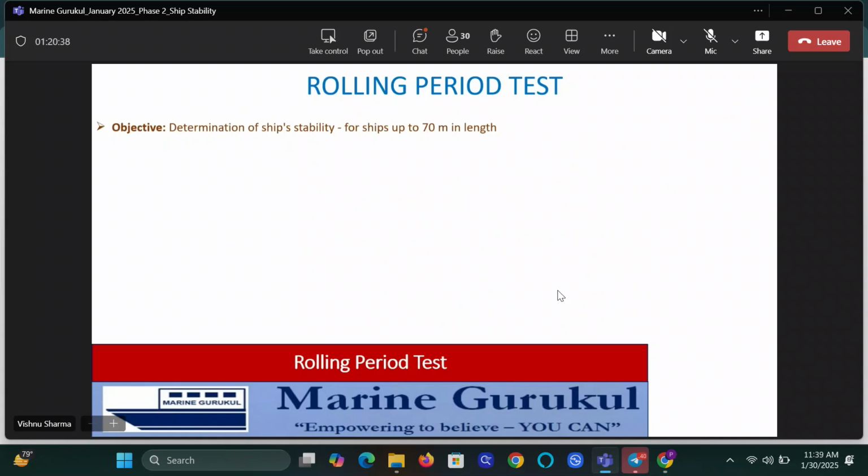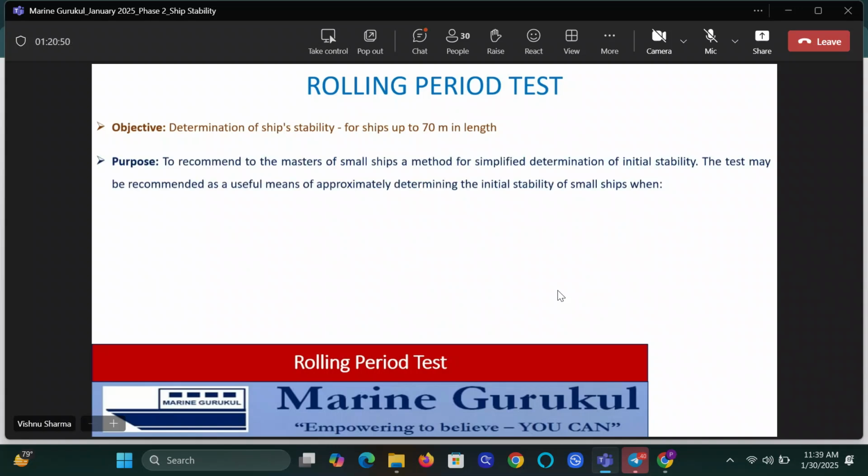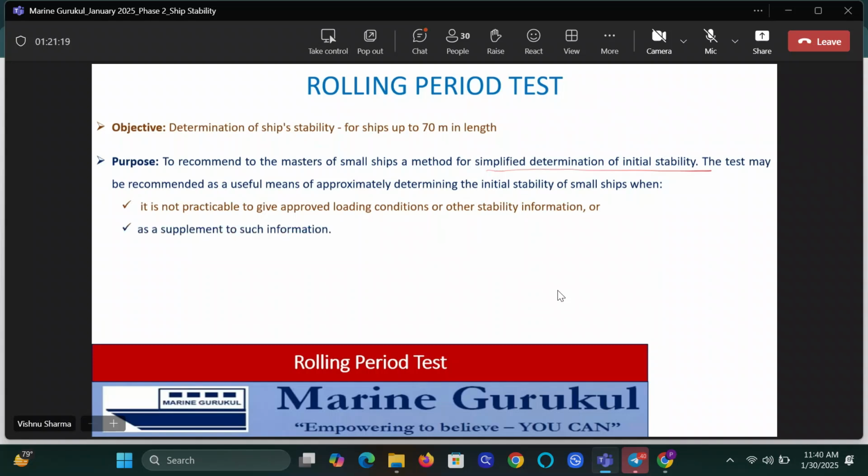The objective of the rolling period test is determination of ship stability for ships up to 70 meters in length. Where was the 70 meters written? In the Code of Intact Stability 1993. What is the purpose? To recommend to the master of small ships a method of simplified determination of initial stability. The test may be recommended as a useful means of approximately determining the initial stability of the small ships when it is not practicable to give approved loading conditions or other stability information, or as a supplement to such information.